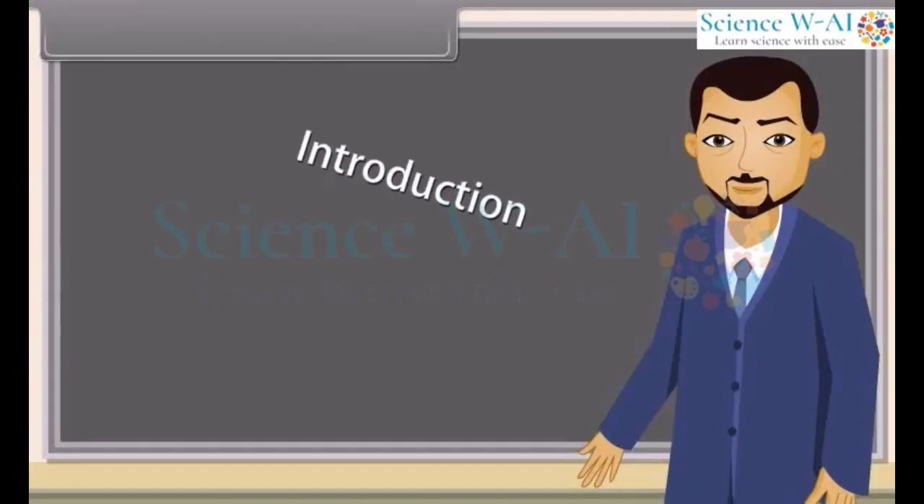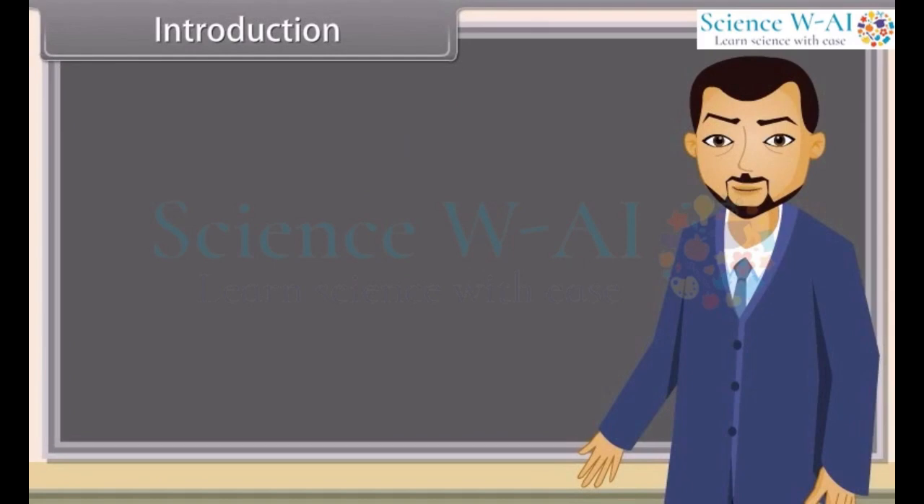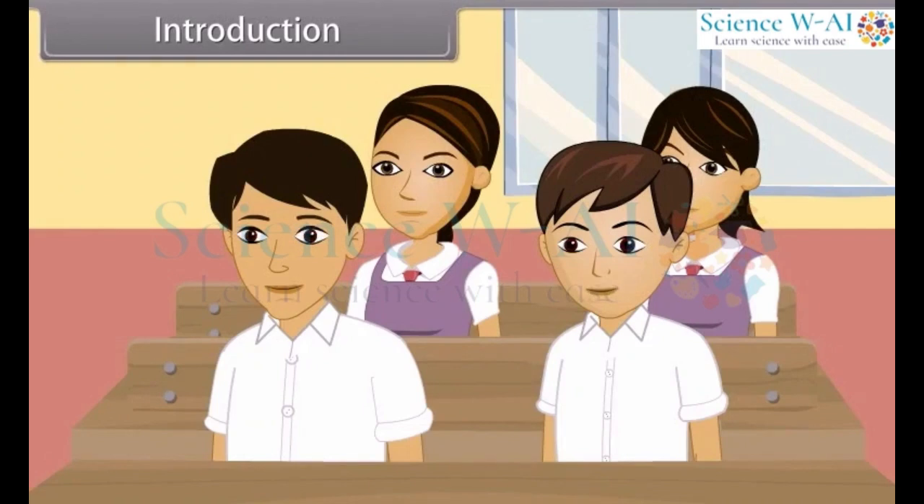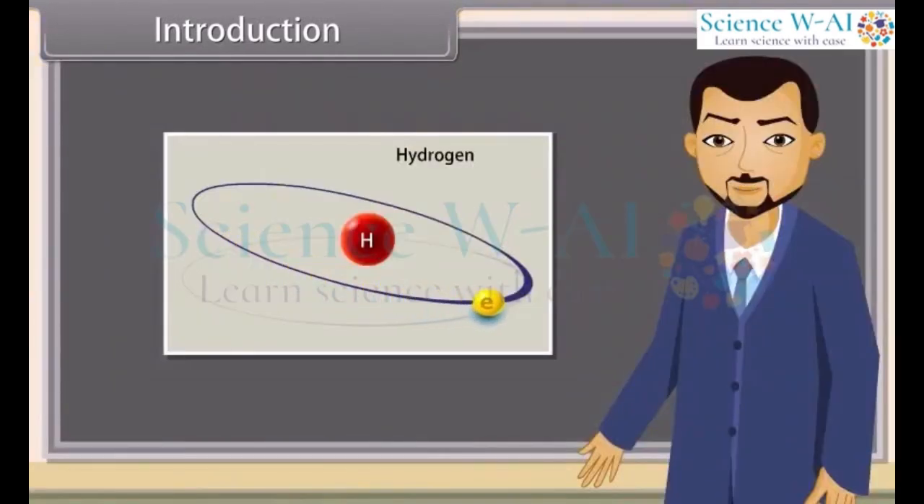Introduction. Students, now we are going to know about the thing by which matter has been created. Can any one of you tell me the name of that particular thing? Yes, you, Rahul. Sir, it is atom. Absolutely right. Atom is the smallest thing by which matter is made. Now let us study further to know more about atom.